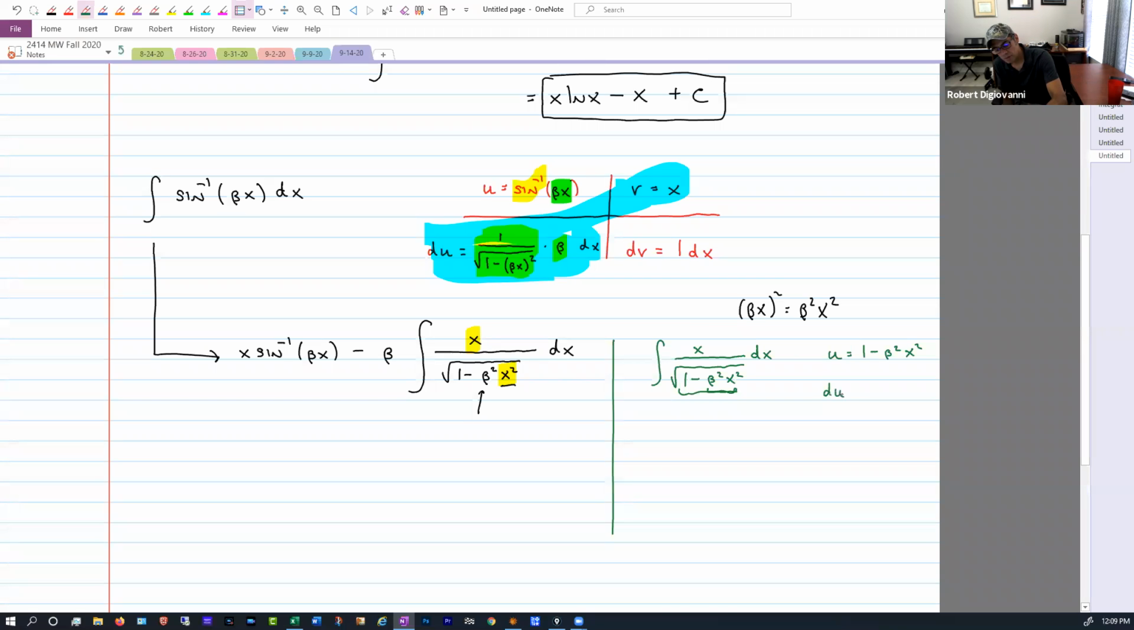So du here would be weird, but it's -2 beta squared x dx. You'll see where I'm getting that from. The derivative of 1 is 0. You still have a minus. Beta squared just comes along for the ride. The derivative of x squared is 2x. Now we have an x dx there, so we need to get this x dx by itself. So we scale both sides. We have to multiply by 1 over -2 beta squared on both sides.